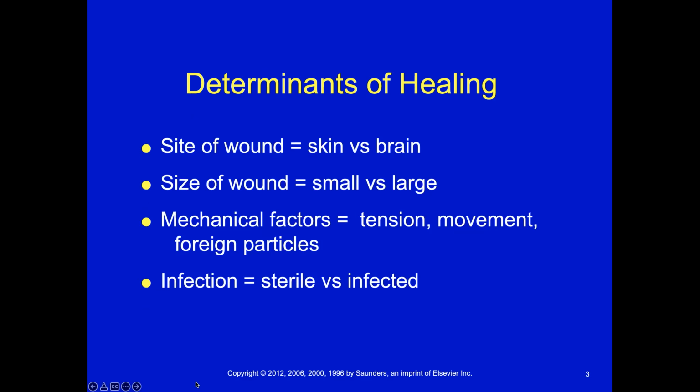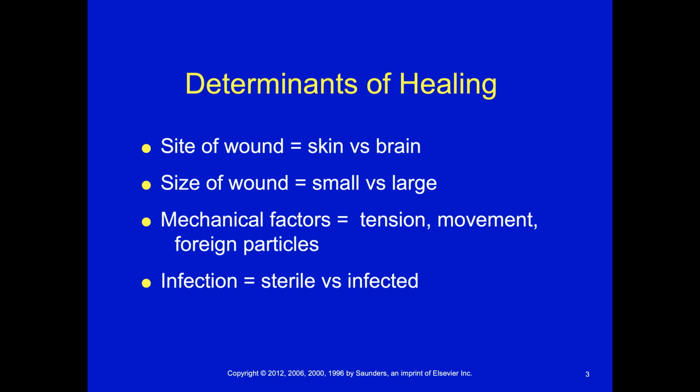So there are a number of things that determine how a wound is going to heal. So we're going to review those things at this point. One of the important aspects is the site of the wound. That is, where is it occurring? If it's occurring in the skin, it's going to usually heal very quickly. If it's occurring in the brain, there will not be healing at all. The size of the wound is important. So if it's small, we know it's going to heal much faster than if it's large.